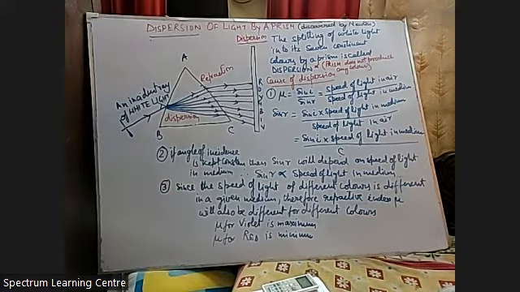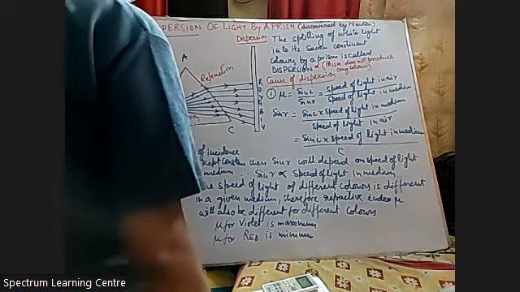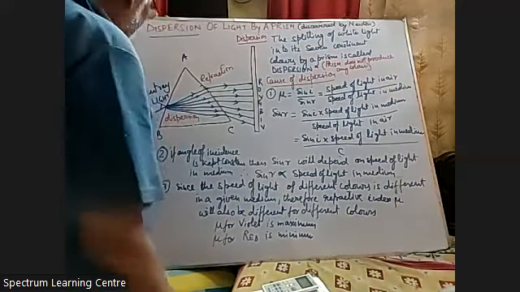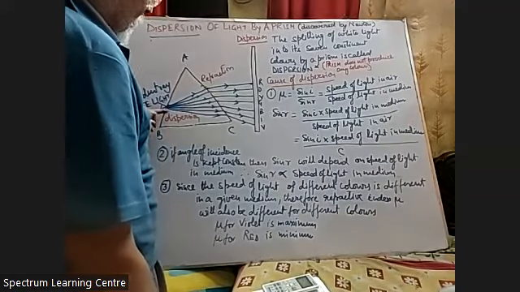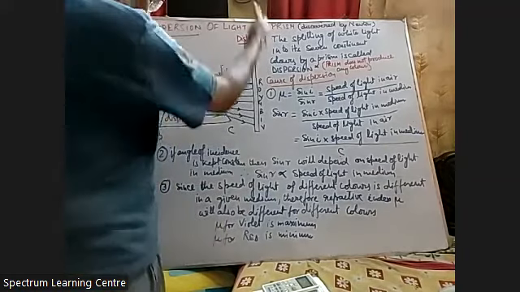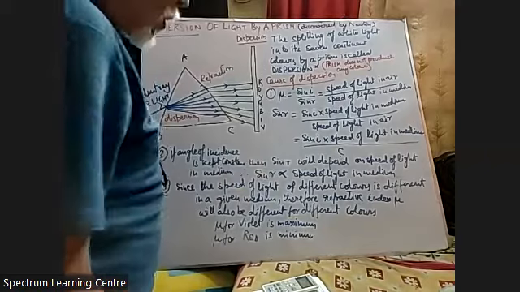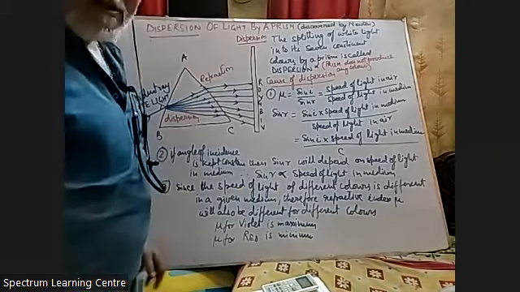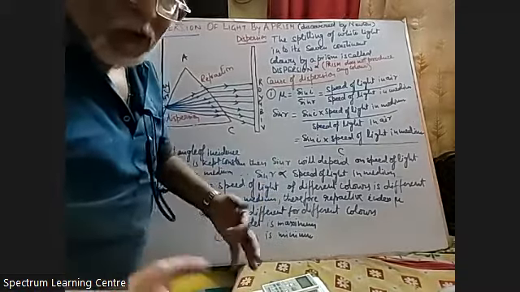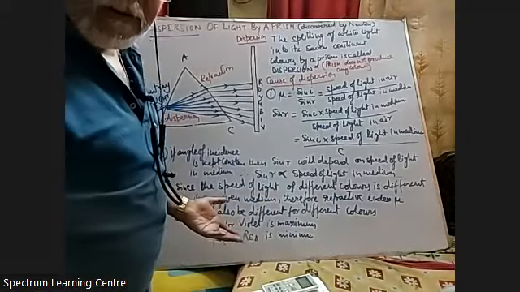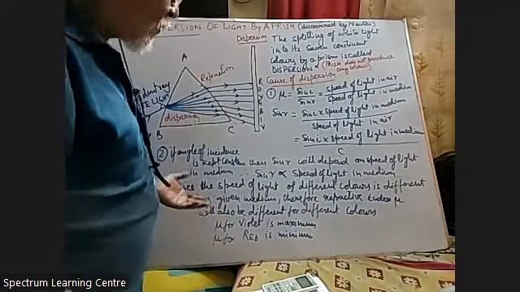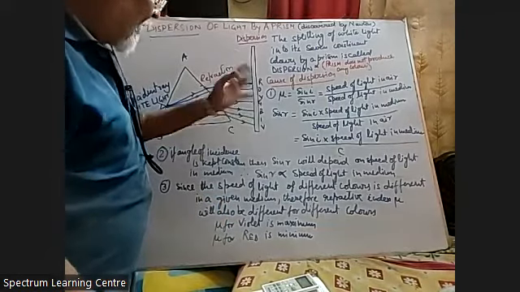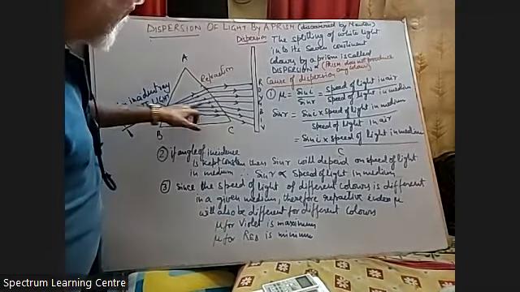Now sir, suppose, in place of white light, if I send only a pure blue light, do you think you are going to get a spectrum? No, sir. Because dispersion will not take place and prism does not produce on its own any color. So you will get only a blue light.